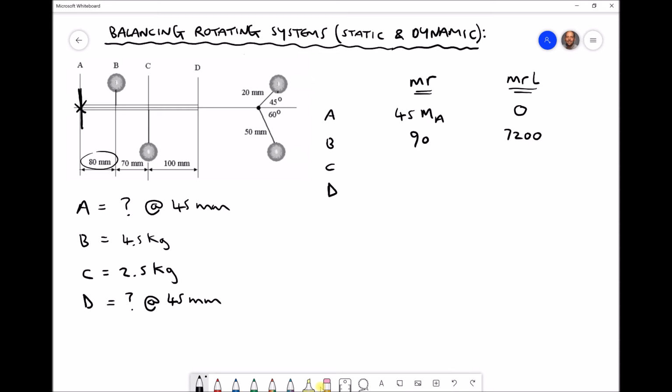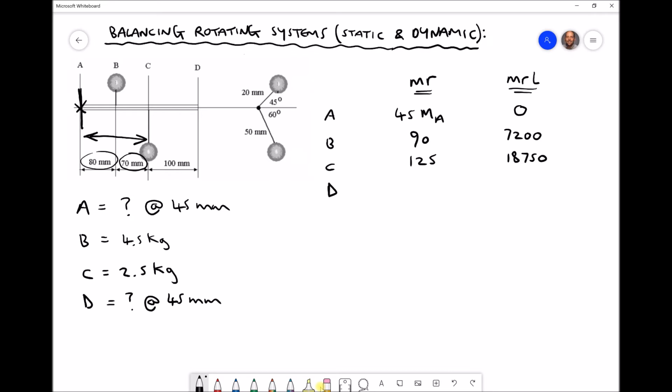Repeating for mass C, it has a magnitude of 2.5 kilograms, but it's placed at a radius of 50. Well, 50 times 2.5 equals 125. And moving to our third column, we have 125 times its distance from A. Well, as we mentioned earlier, the distance from A is 80 plus 70, or 150. 125 times 150 equals 18,750.